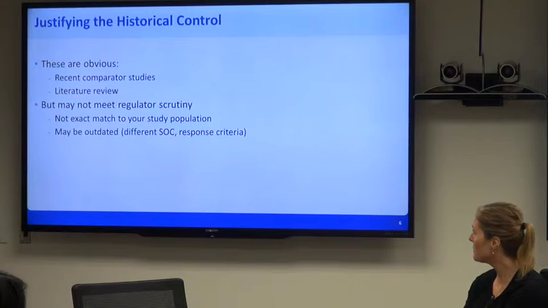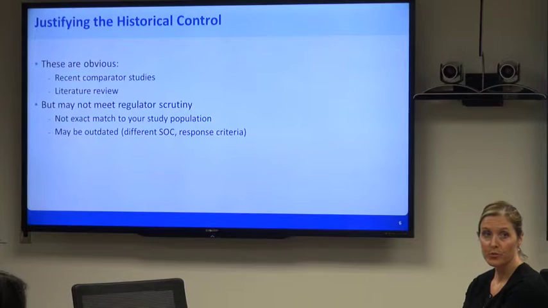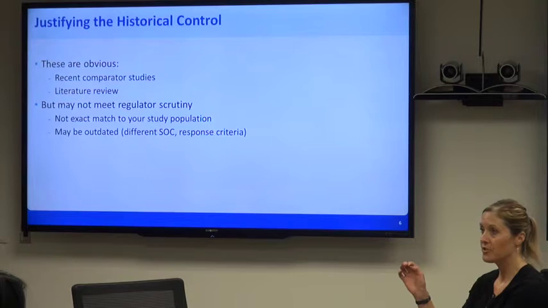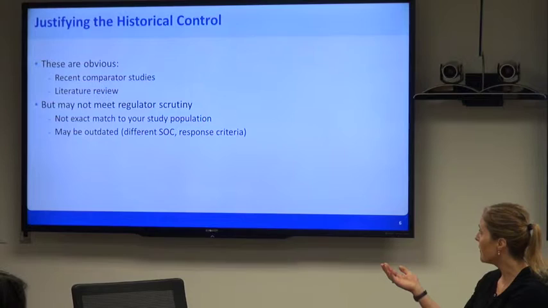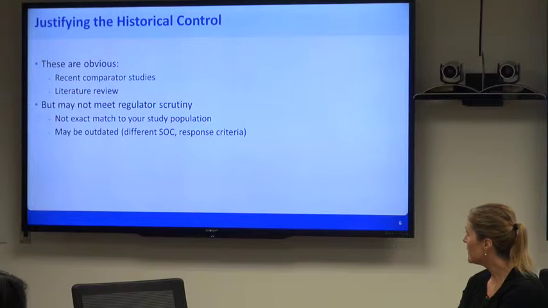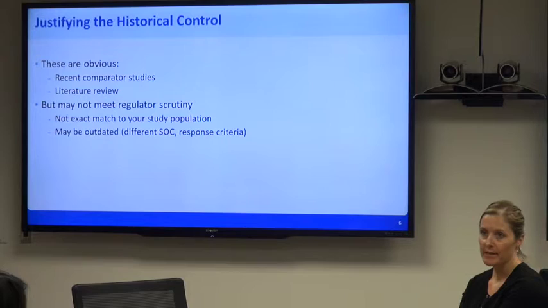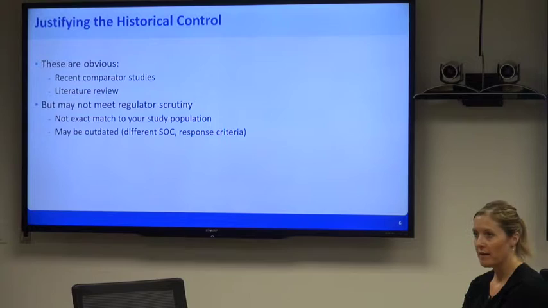As part of this, you'll probably want to conduct a literature review in a systematic way to pull together any literature that references the specific target population you are looking for. Even when you do this, it may not meet regulatory scrutiny if you're using this type of design for a registrational study. There could be many reasons for this. One is that what's already published in reports may not exactly match your study population. And it could be outdated, right? We've probably all experienced that before, a publication from years ago when the standard of care was different or the response criteria were different. So even after doing this, it just may not pass regulatory muster.